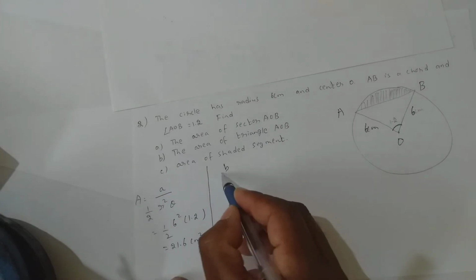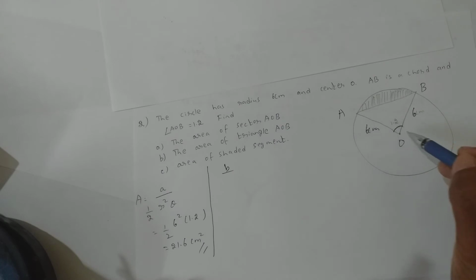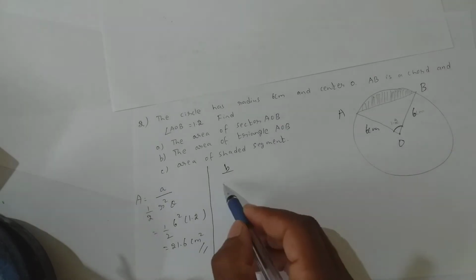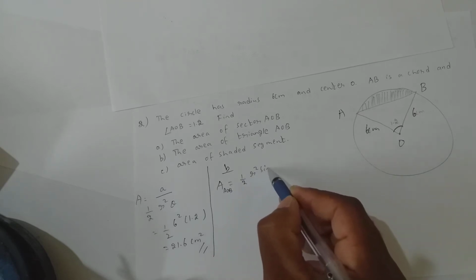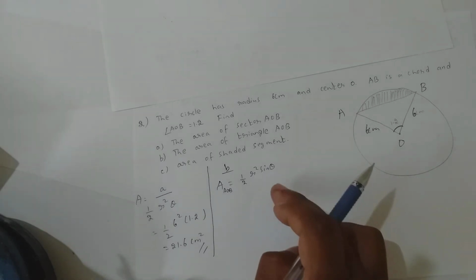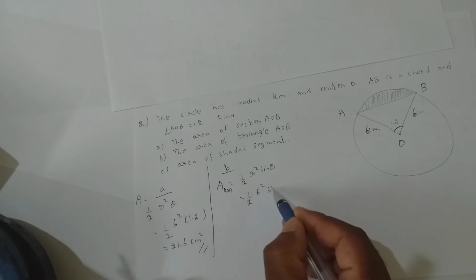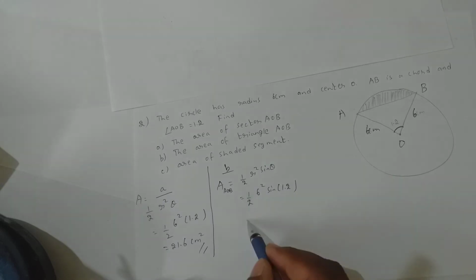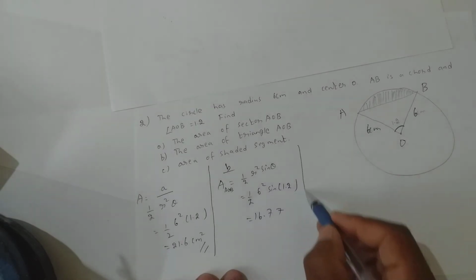Now look at B1. Area of triangle AOB. You can see it's an isosceles triangle. So the area of isosceles triangle AOB equals 1 by 2 r square sine theta. This formula we will be using instead of half AB sine C. This is easy. Half r square is 6 square, and sine theta is sine 1.2. Placing it in the calculator, you get 16.77. Our B bit is done.